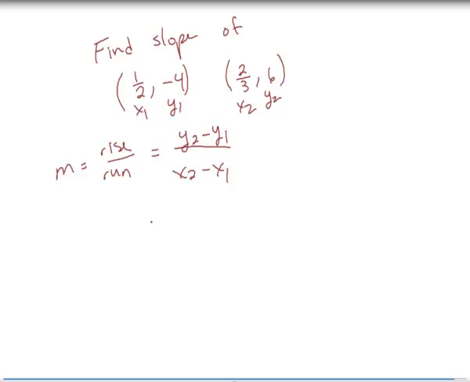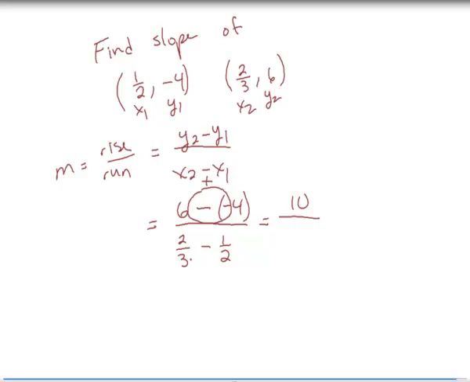So let's go ahead and subtract the y's. When I take y2, which is 6, minus y1, which is negative 4, I have double negatives. Keep that in mind. All over x2, which is 2/3, minus x1, which is a half. So many fractions. Let's evaluate this. We're taking 6 minus a negative 4. That's really 6 plus 4, which is 10, all over 2/3 minus a half.